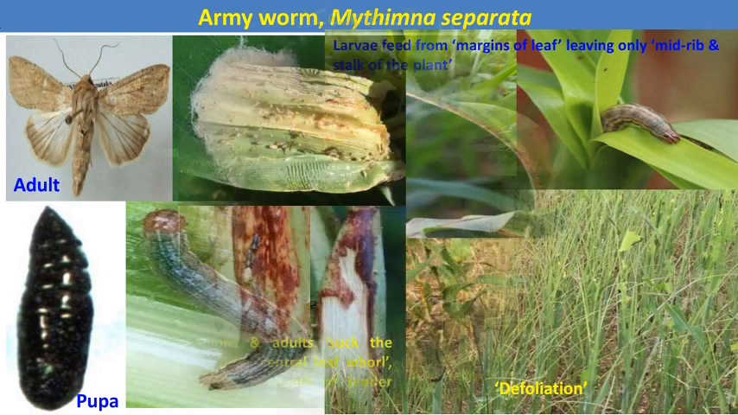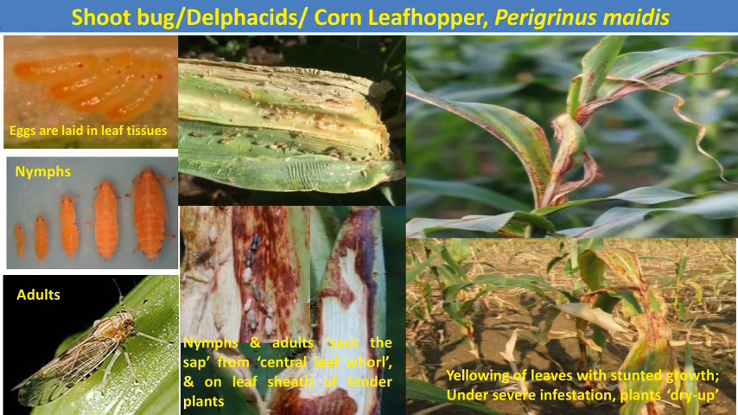Then the next one is the shoot bug, also called delphacid, also called corn leaf hopper. The species is Peregrinus maidis. It is one of the major sucking pests of the sorghum crop. There are three different life stages: egg, nymph, and adult. The egg is laid by the female delphacid in the leaf tissue, and after hatching from the eggs, the nymphs emerge, and both nymphs and adults are damaging stages.